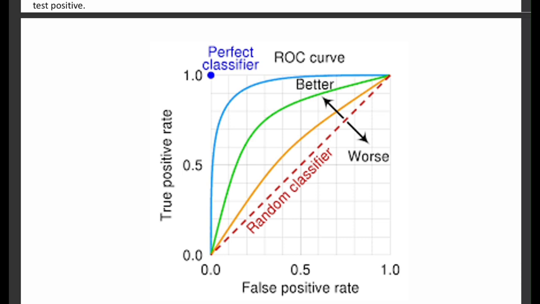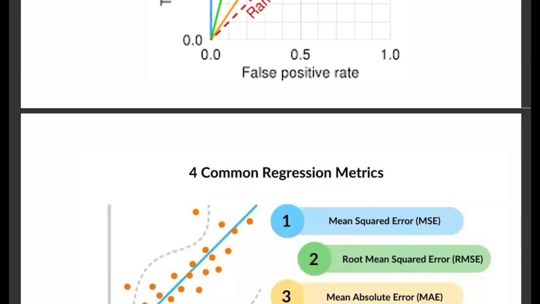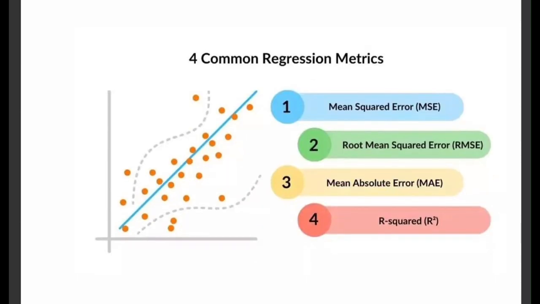Now let's cover the regression metrics. There are four common regression metrics. They are mean squared error (MSE), root mean squared error (RMSE), mean absolute error (MAE), and R squared.